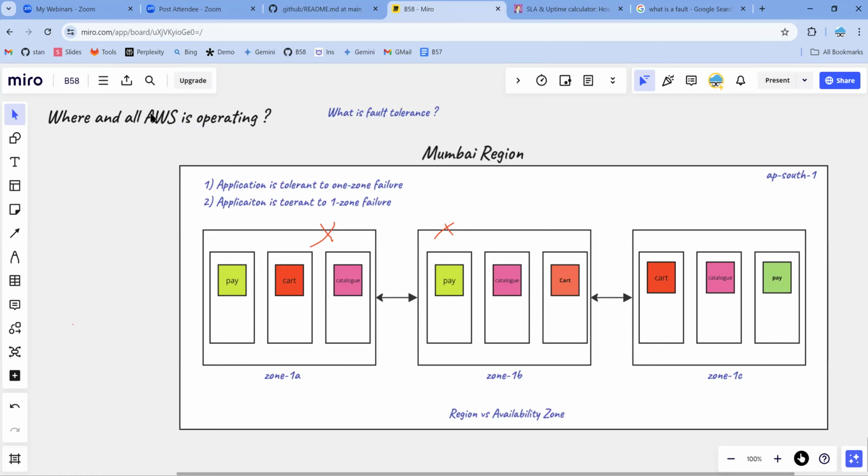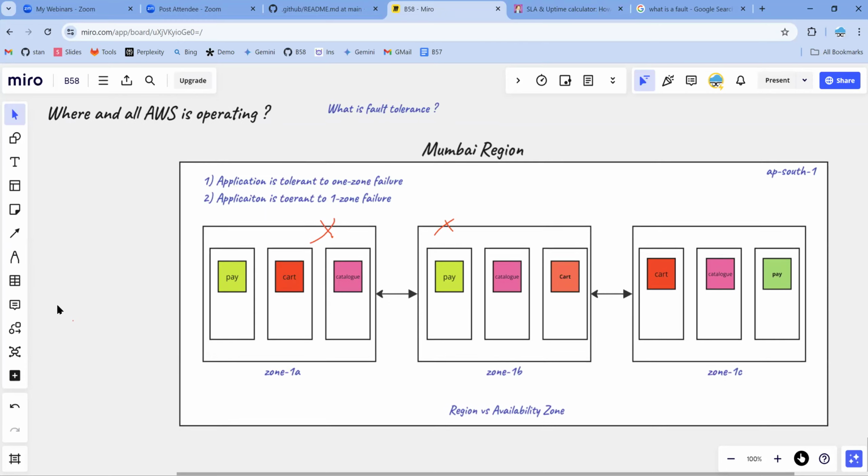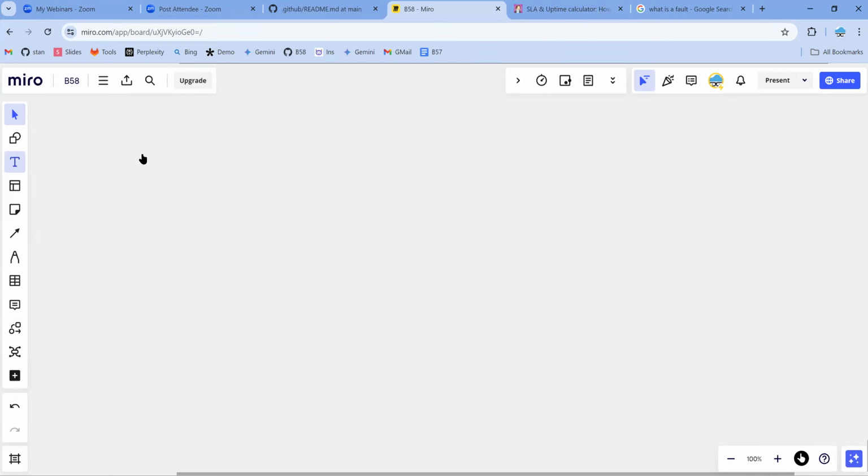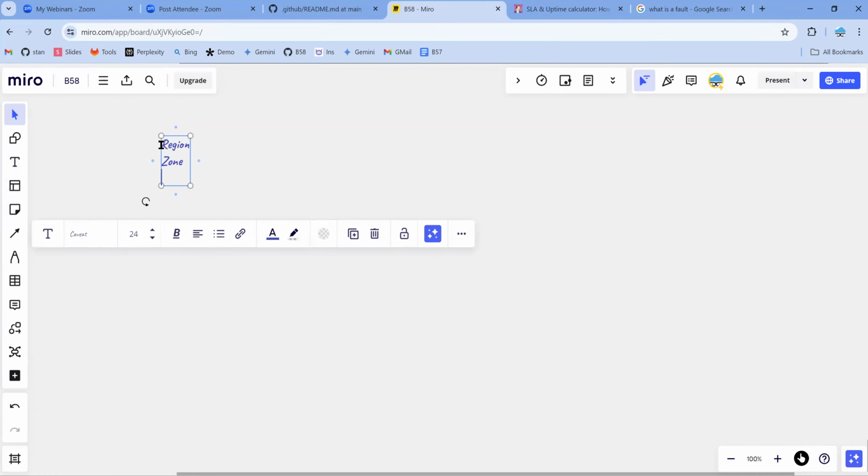All right, now we learned about region versus zone, right? What exactly is the other thing? AWS has a huge offering. Region, zone. You also have something called a wavelength zone.